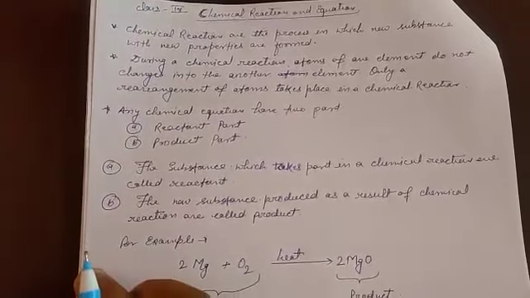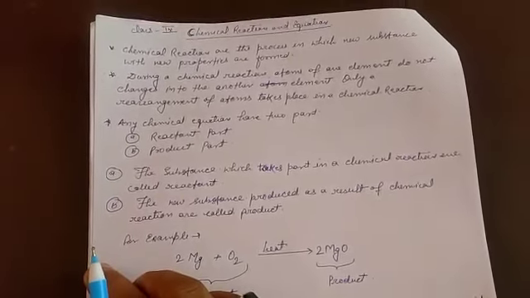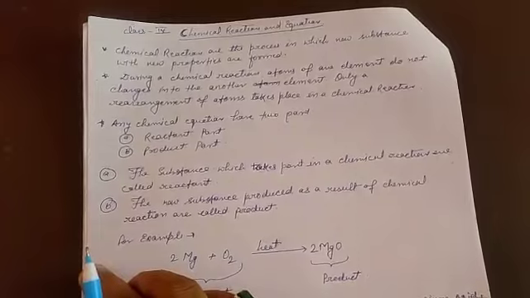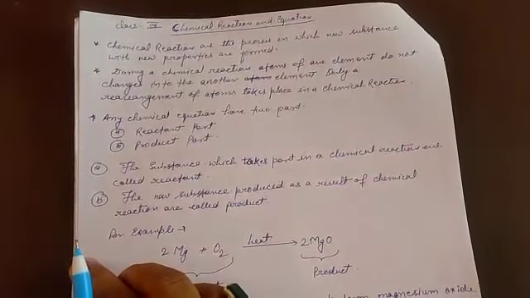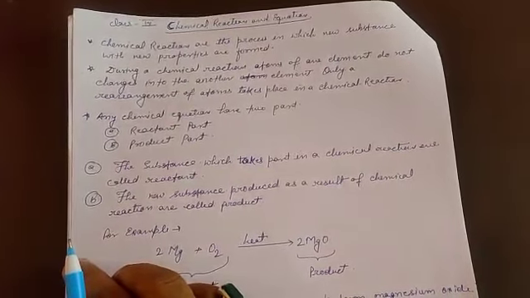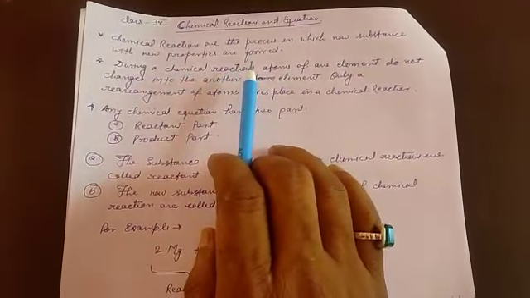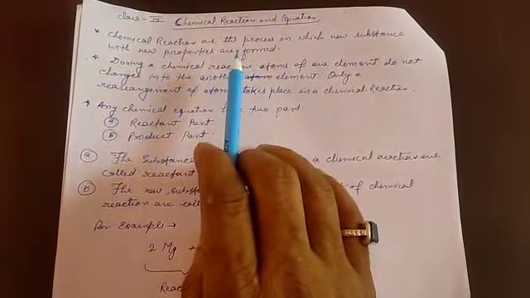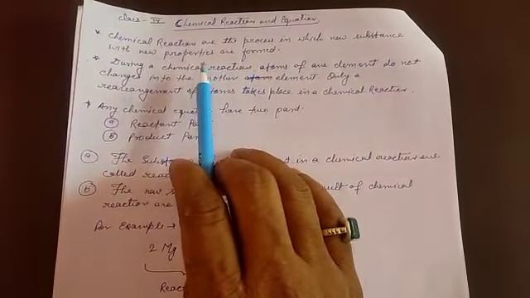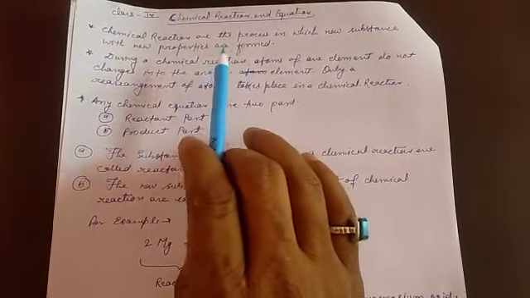Good morning, students. Today we will start the chemical reaction and equation. Right. First of all, we will see what is the chemical reaction. Chemical reaction is the process in which a new substance with new properties is formed. It means in a chemical reaction, the reacting molecules lose their old properties and acquire new properties.